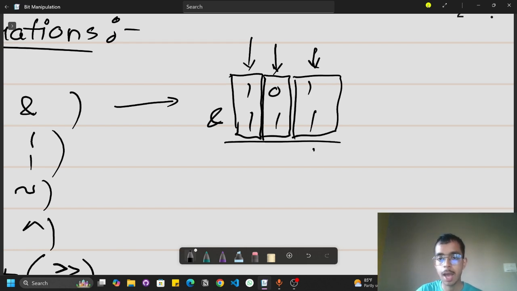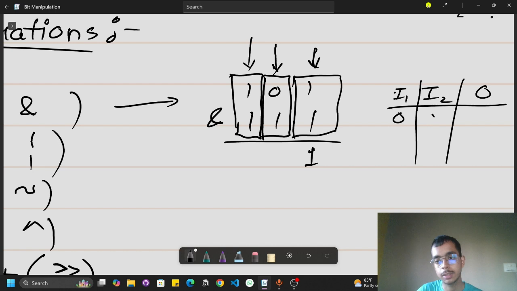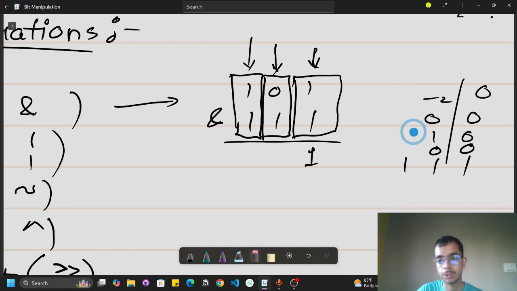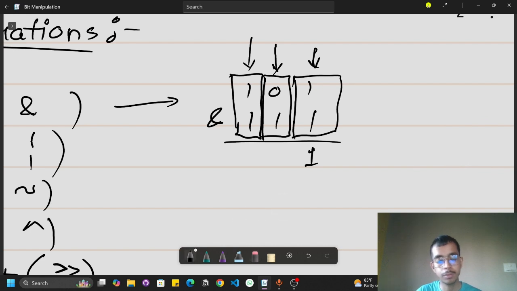So it's going to be one, because if you have two inputs, input one, input two, and output, in case of AND the result is like this. For 0, 0 you have 0, for 0, 1 you have 0, for 1, 0 you have 0, and for 1, 1 you have 1. So when both of the inputs are high, the result is 1.